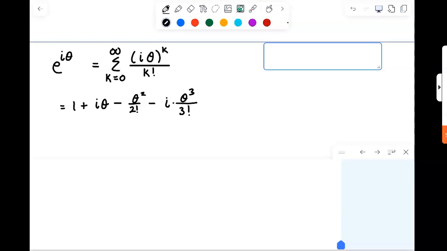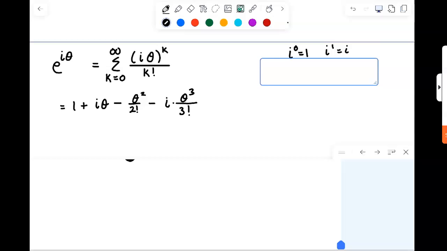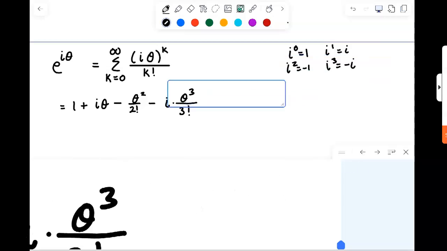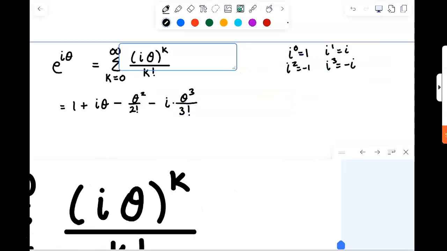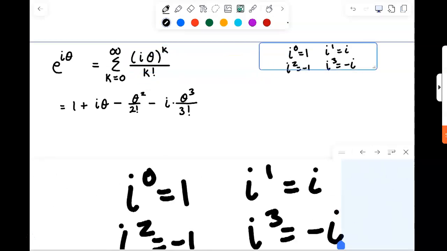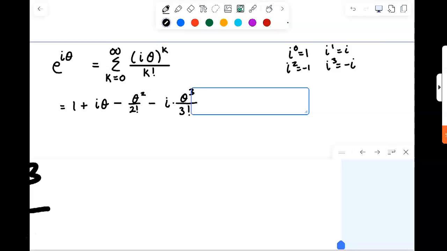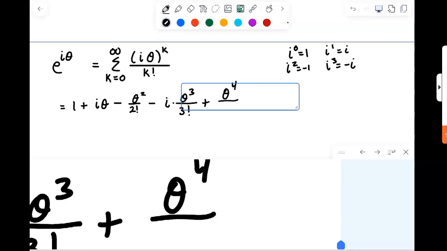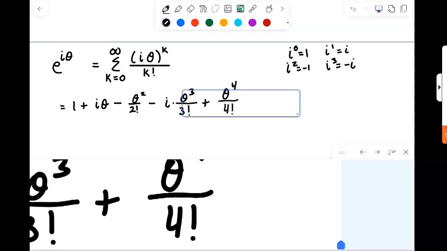And again, just for your reference and just to recall, i to the 0 is 1. i to the first, of course, is i. i squared is negative 1. And i cubed is negative i. So when we get back here now for k equals 4, we'd be back to i to the fourth. But i to the fourth is the same as i to the 0, which is 1. So this would be plus theta to the fourth over 4 factorial.